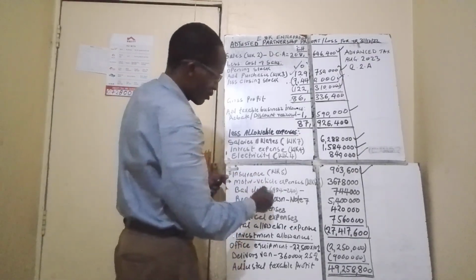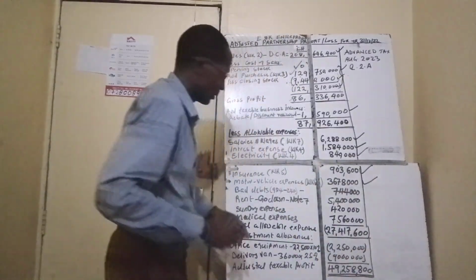So the other is motor vehicle expenses. What number 6?